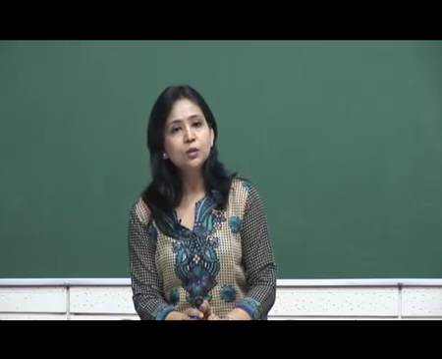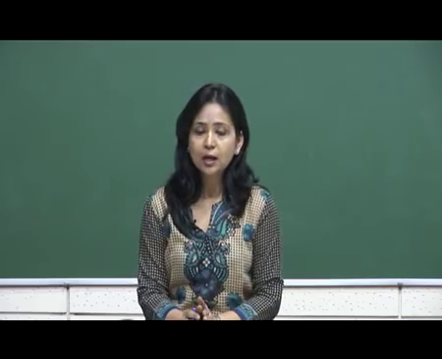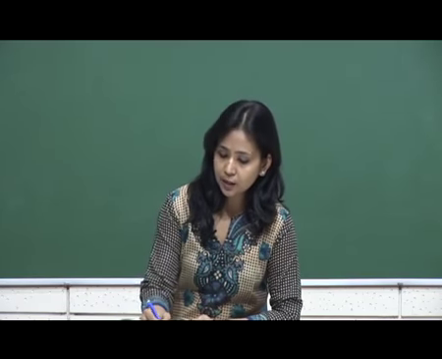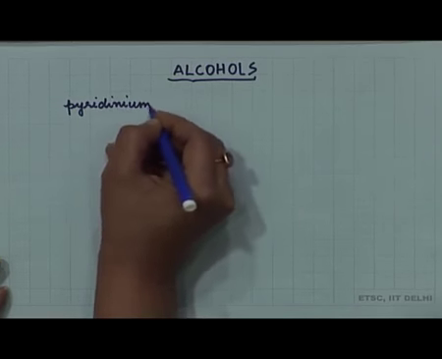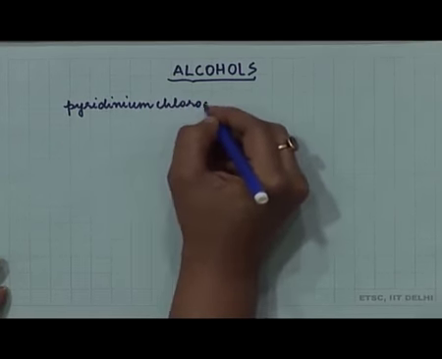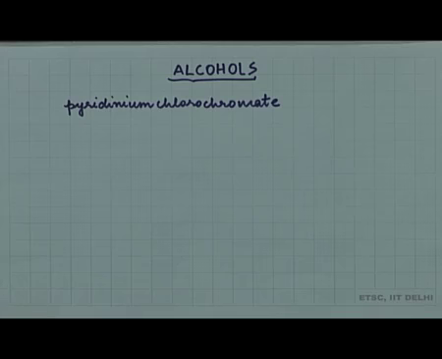So, if I want to stop at the aldehydic stage, what are my options? One option is that I either distill off the aldehyde once it is generated, or I make use of milder oxidizing agents which do not promote the further conversion of the aldehyde to acid. And one such reagent in this category which we started talking about was pyridinium chlorochromate. So, today I am going to start with pyridinium chlorochromate as a mild oxidizing agent for the oxidation of alcohols.